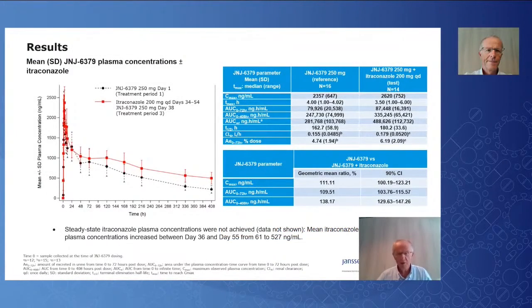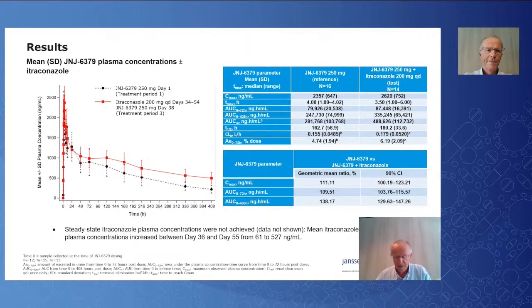Results. 16 volunteers enrolled, 3 discontinued prematurely, 1 in each treatment period. PK parameters were evaluated in 16 subjects for reference, 14 for test. The figure with mean plasma concentration profiles illustrates that plasma concentrations of 6379 were higher during co-administration of itraconazole compared with those following 6379 alone. Table with PK parameters.